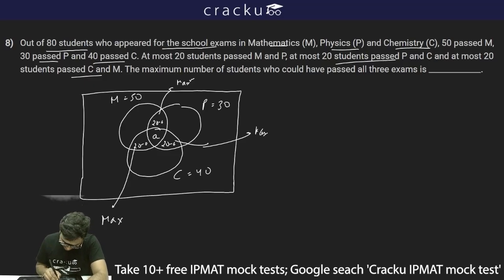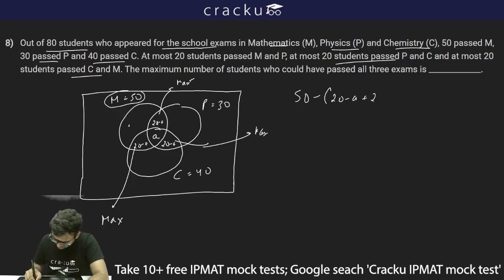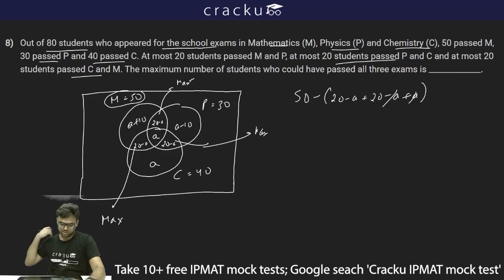Now if this is A, this is 20 minus A and this is 20 minus A, and this entire thing is 50, so this particular region will be 50 minus (20 minus A plus 20 minus A plus A), where A and A get cancelled, and this will become A plus 10. Similarly, this will become A minus 10, and this will become 20, and this will become A, because the total sum should be 40 for this entire circle.